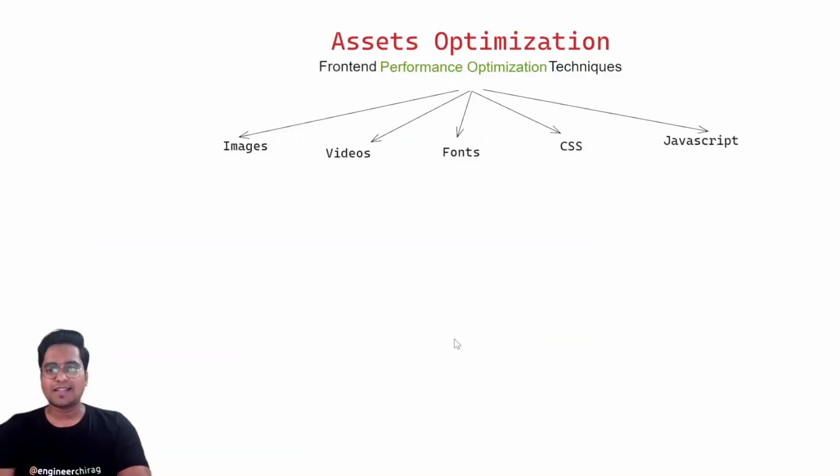Let's get started. Asset optimization. Let's quickly have a glimpse of how we can optimize our images, videos, fonts, CSS, and JavaScript. We are going to cover these things in depth, but let's have a glimpse.